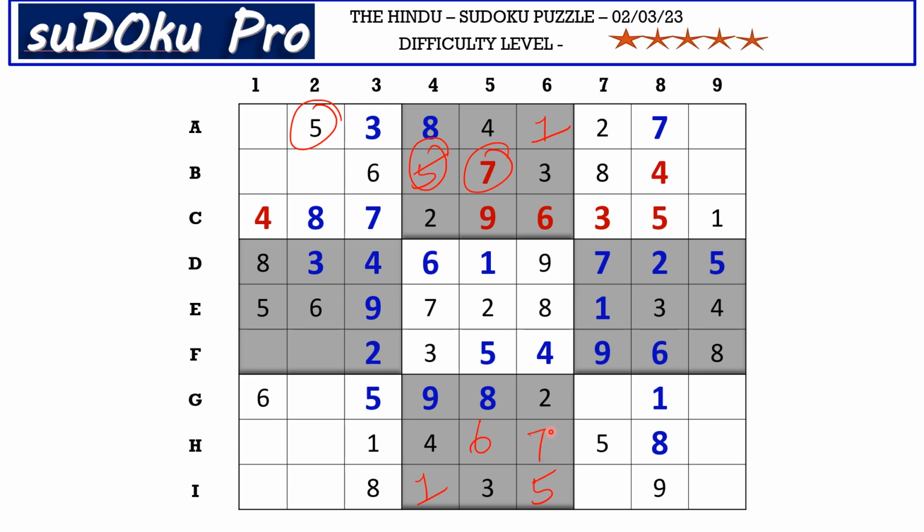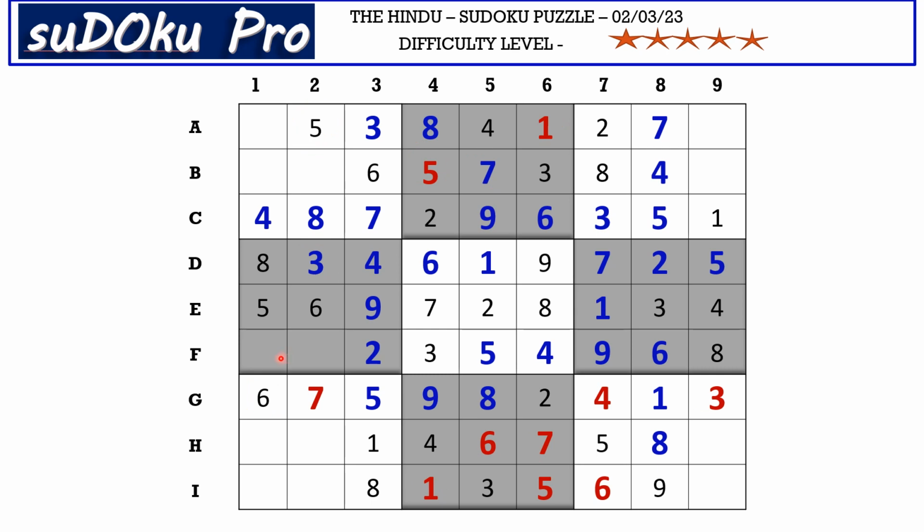Now here in column 7 the missing numbers are 4 and 6. This 6 from this row blocks here. So G7 takes 4 and I7 takes 6. Now here in this row we have 2 empty cells and the missing numbers are 3 and 7. This 3 from column 2 blocks here. So G2 takes 7 and G9 takes 3.